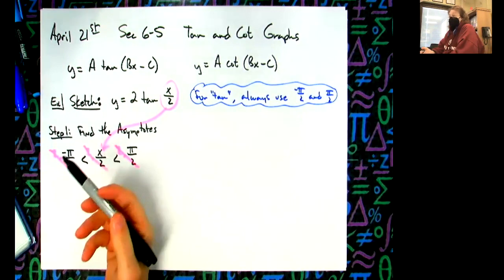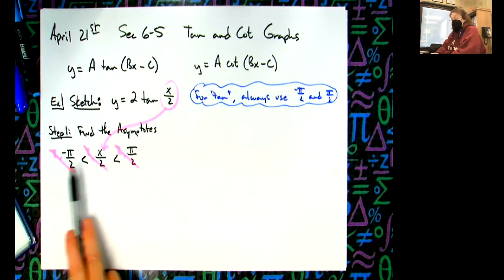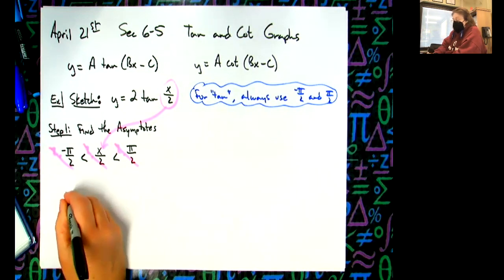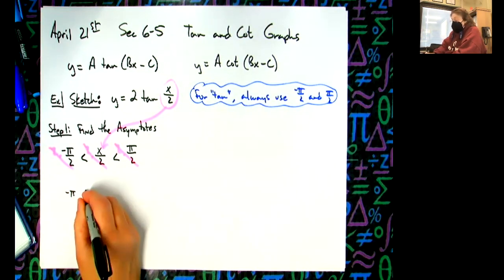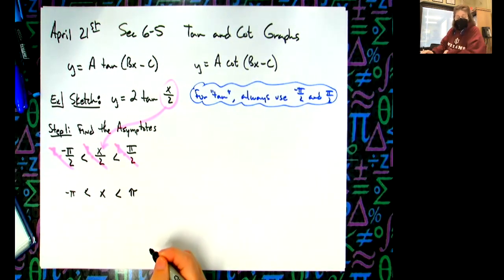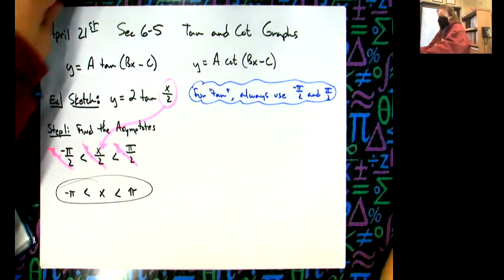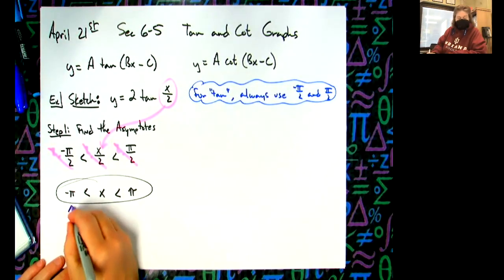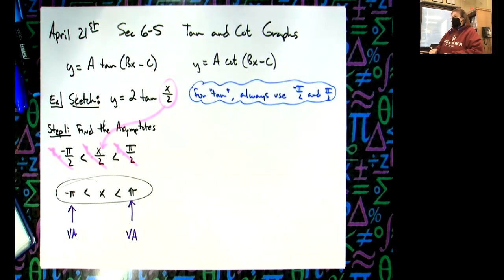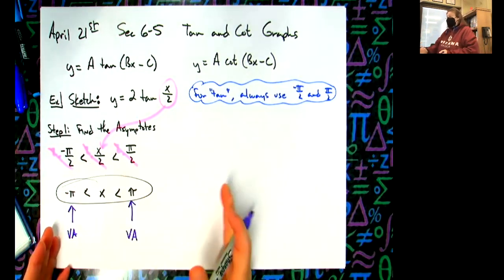Instead of having an equation and doing it to both the left and right hand side, it's a compound inequality. So I have to do it in all 3 locations to keep it legit here. So negative pi is less than x is less than pi. That right there is going to tell me where my vertical asymptotes go. In other words, I have a vertical asymptote here, I have a vertical asymptote here, and every multiple of that, because they're equal distance apart.